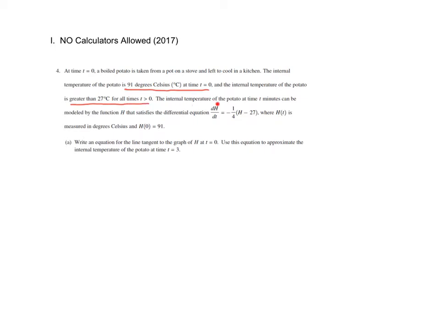The internal temperature of the potato at time t minutes can be modeled by the function h that satisfies this differential equation, where h of t is measured in degrees Celsius, and we're also given that h of 0 is equal to 91. So part A asks us to write an equation of a tangent line. Whenever you see those words, write an equation of a line, start with y minus y sub 1 is equal to m times x minus x sub 1.